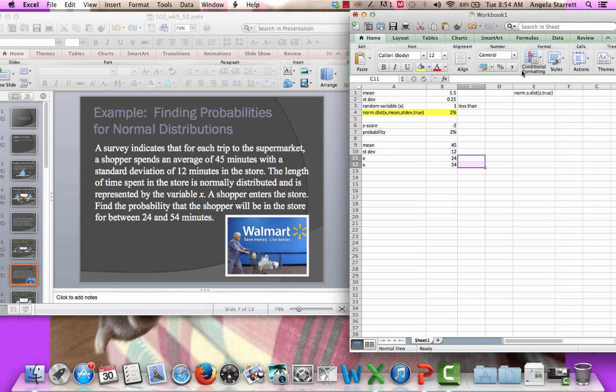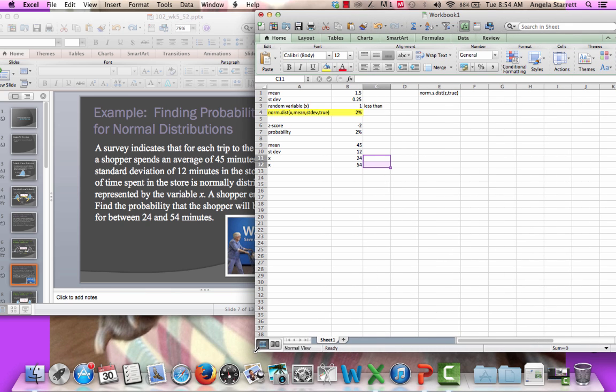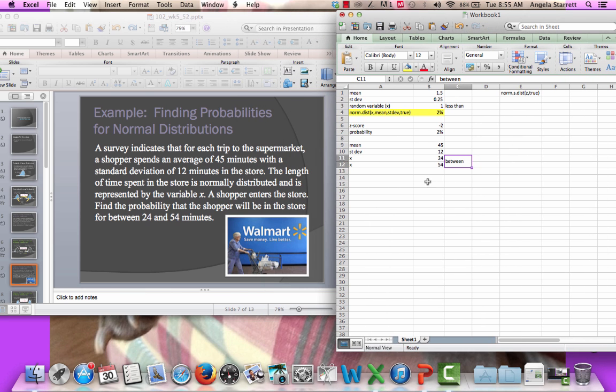All right, so let's see here. You guys, I am trying to merge these cells. All right, and I'm going to type between. Okay, so we want to know between 24 and 54 minutes. So how are we going to do that? All right, well, again, we are going to use our norm.dist formula.